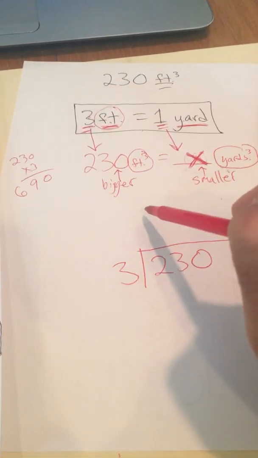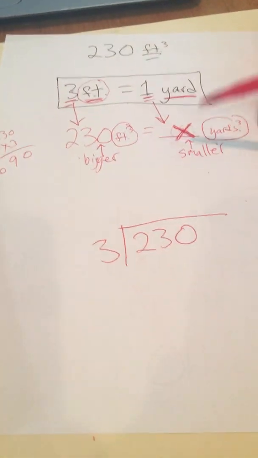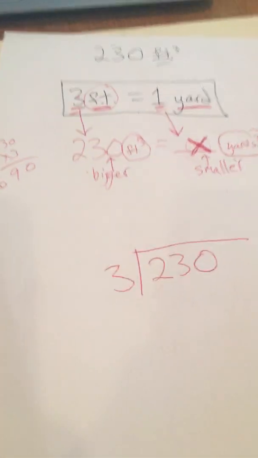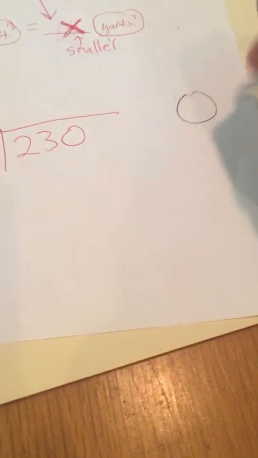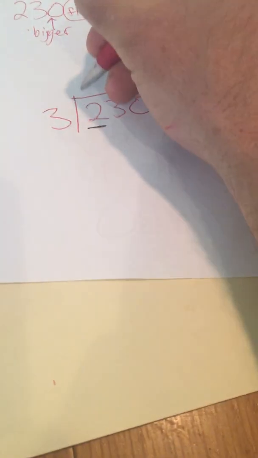There's 3 feet in 1 yard. So to find out how many cubic yards 230 cubic feet is, we're going to divide 230 cubic feet by 3 because there's 3 feet in 1 yard. So we're taking 230 and we're making 3 equal groups. Okay, we can't put 100 into each group because that would be 100, 200, 300. So we can't put any hundreds into those groups.